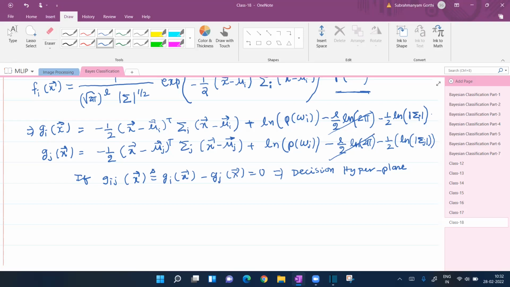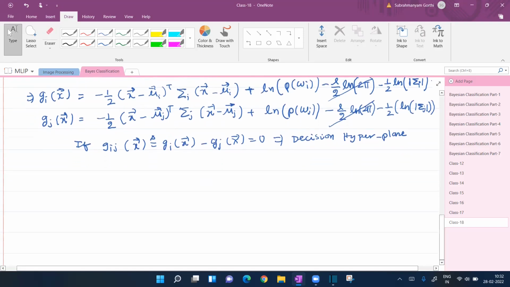Now, to draw some more inferences here, to get insight from these equations and to see what kind of shapes we can expect, let me consider a special case to further simplify these things.